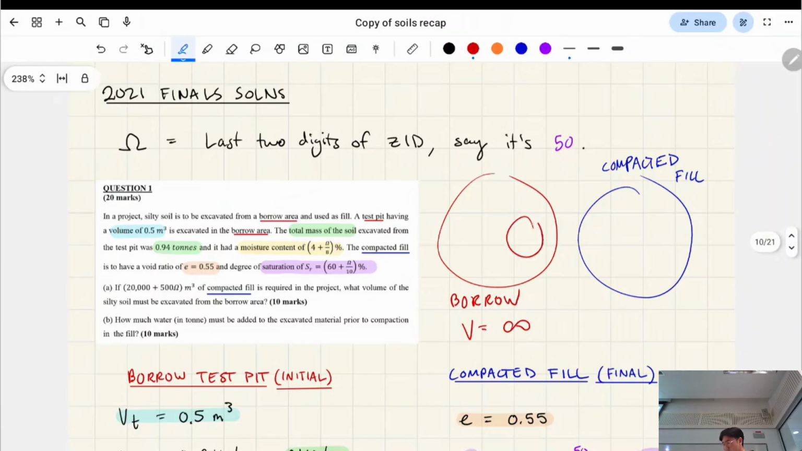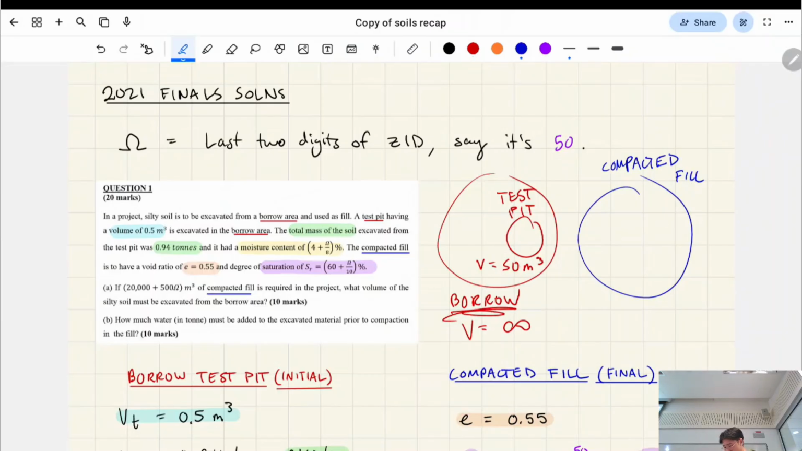Within this borrow, we have something called a test pit. Now the test pit has a limited volume, it might be like 50 meters cubed or something. It's a big enough sample that it's going to average out to have the same soil properties as the infinite size borrow.